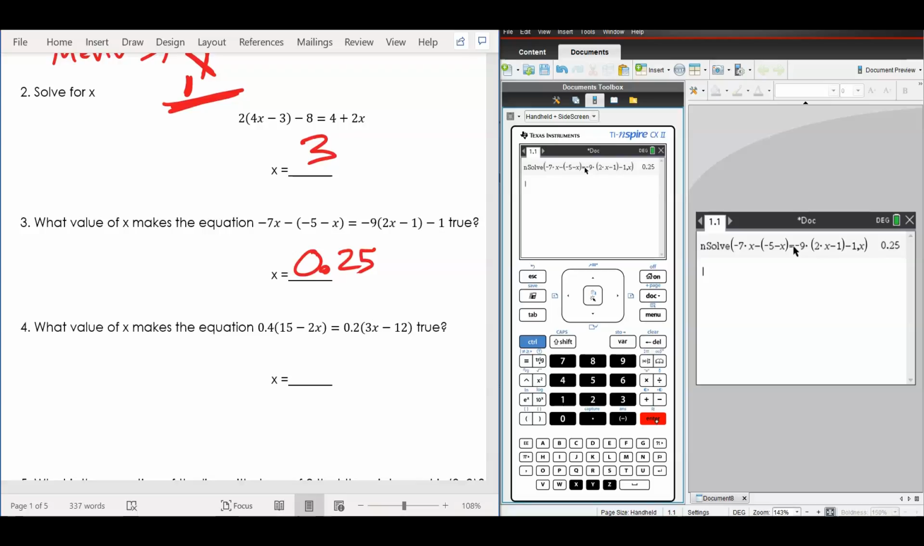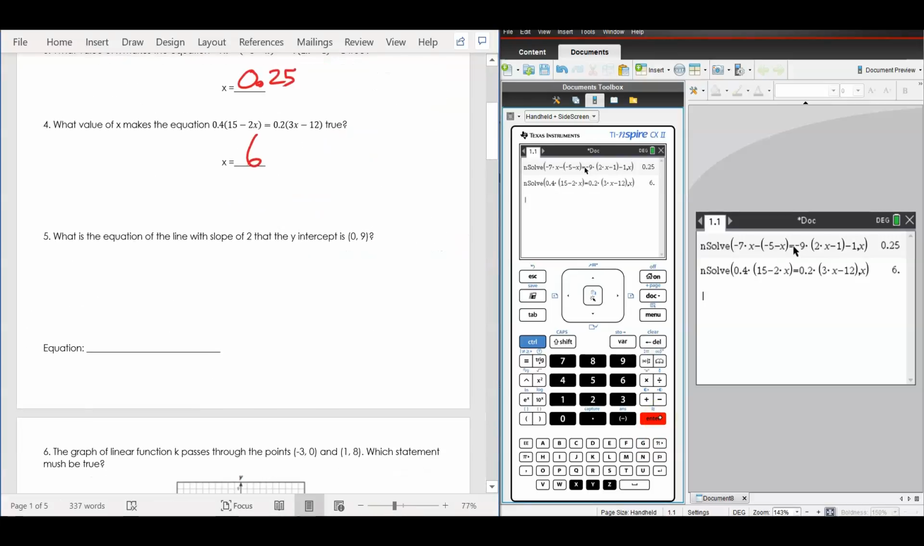All right. And then same thing on number 4. They're just asking you to find which one is it true. That's basically saying solve it. So 0.4 15 minus 2x. All right. Hit enter. We get 6.